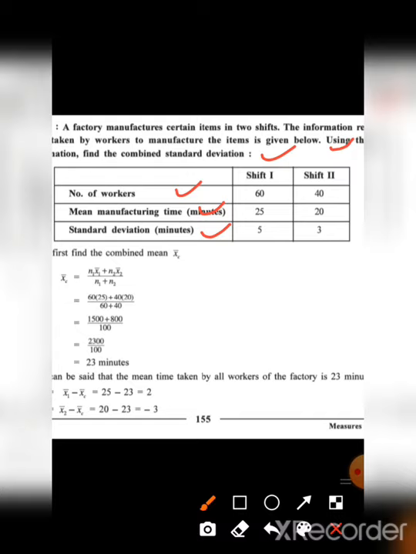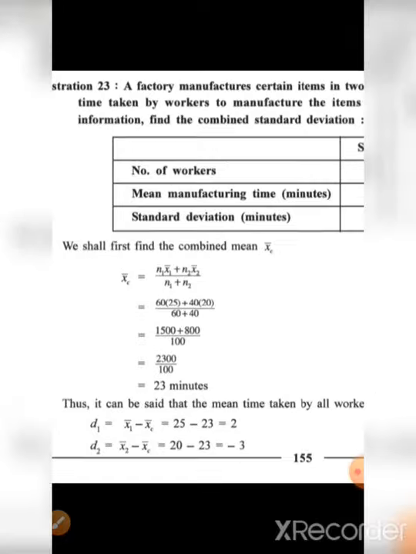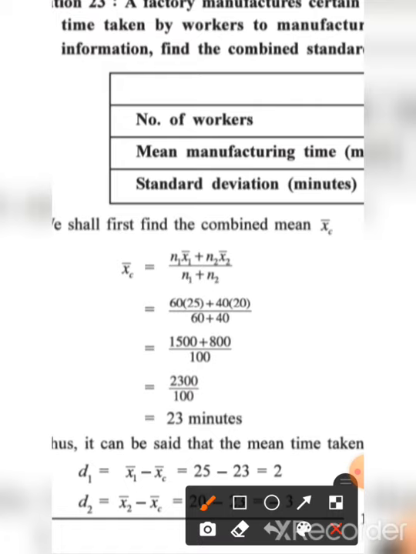We need to find the combined standard deviation. But for all this, we need to find the combined mean first, so that we can find d1 and d2. Right? So we'll see the combined mean. How will we find it? Now you know this is the formula for the combined mean, and as 2 shifts are there, it is n1 x bar 1 plus n2 x bar 2, whole upon n1 plus n2. Right? All the values for n1, n2, x bar 1, x bar 2 are given in your table. So all these values you are going to put in over here. Use the concept of BODMAS. Right?